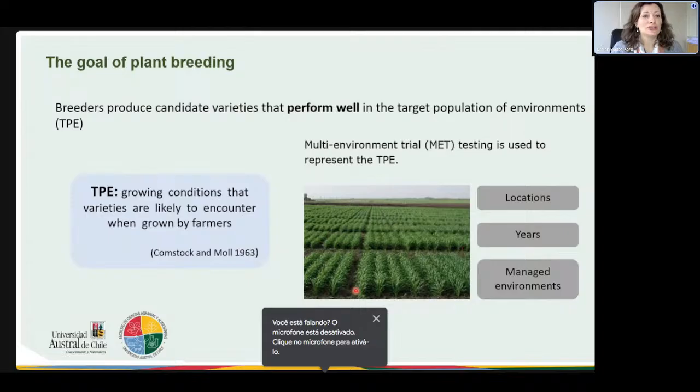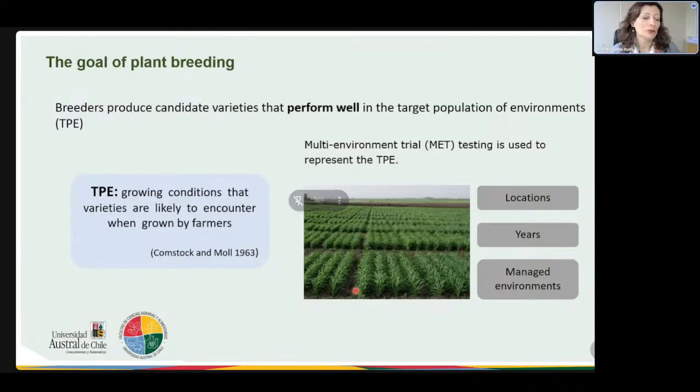So let's enter the topic. Perhaps, well, you already know, you are all plant breeders, so this will be very familiar to you. But the goal of plant breeding is to produce and select varieties that perform well in a target population of environments. So it's always nice to think about little trials, but we always need to think back and say, well, how do these trials that I am performing in the greenhouse, in the field, or in another place represent the growing conditions that are relevant for those varieties when they are going to be grown by farmers, so the target population of environments.